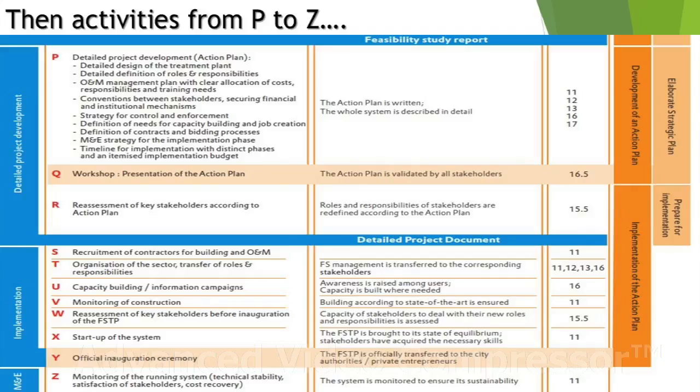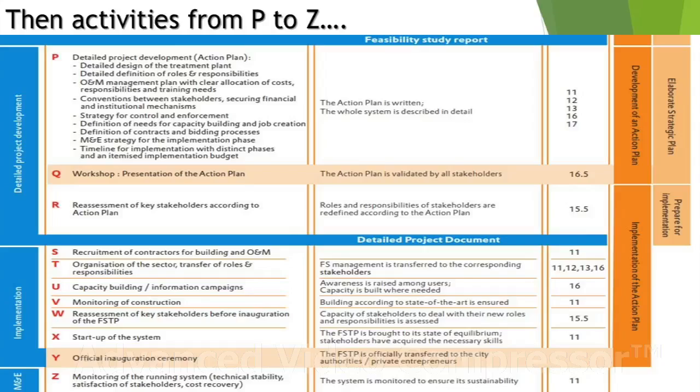of roles and responsibilities, O&M management plan with clear allocation of cost, responsibilities and training needs, convention between stakeholders, securing financial and institutional mechanism, strategy for control and enforcement, definition of needs for capacity building and job creation, definition of contracts and bidding process, monitoring strategy for the implementation phase, timeline for implementation with distinct phases, and itemized implementation budget.